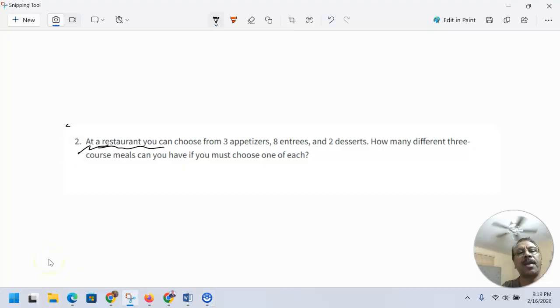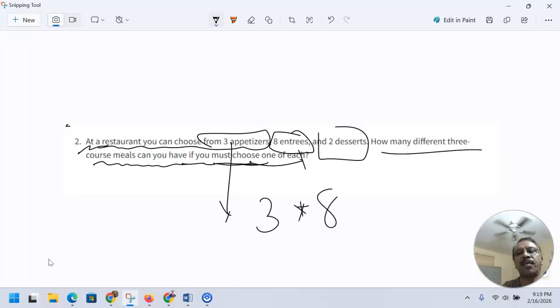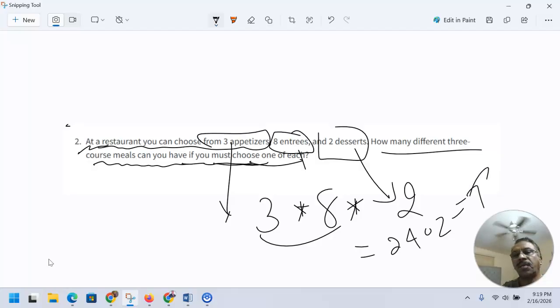The same idea. At a restaurant we have three appetizers, four entrees, two desserts. How many three-course meals can you have if you must choose one of each? The first one you have three options, the second one four options, the third two options, by the fundamental principle of counting. You just do the math: 3 times 4 times 2, and you get 24. Sorry, 3 times 8, yeah, 48, right? So you get 48 and you're done.